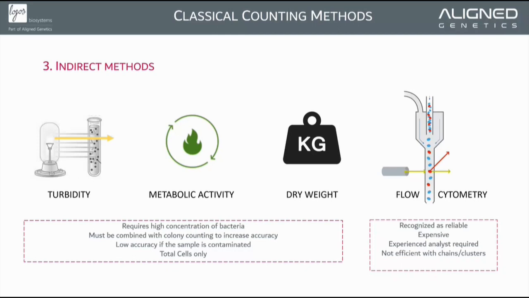And lastly, flow cytometry, however, is recognized as the most reliable technique among these methods. On the other hand, it is expensive. It also requires extensive training to operate it and to analyze the data. Another significant limit of flow cytometry is the lack of analysis of clusters or chains. For example, single cells of a bacilli chain cannot be distinguished.